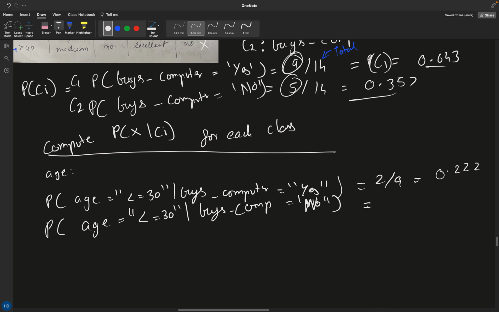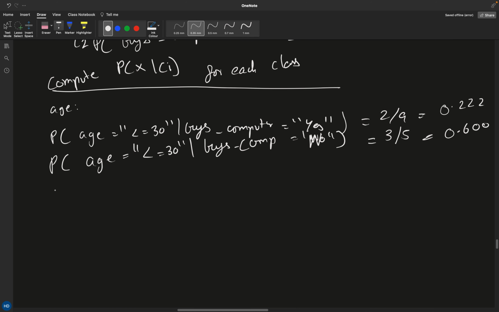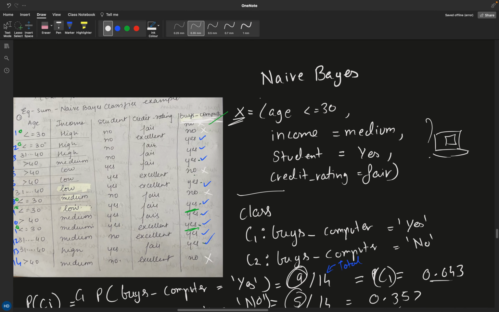ठीक है. So with that it would be 3 because total of these were 5. And there are 5 because total no cases. Now इसका आएगा 0.6. Right. Age का done. Now what do we go to? We go to income, which is the second attribute.